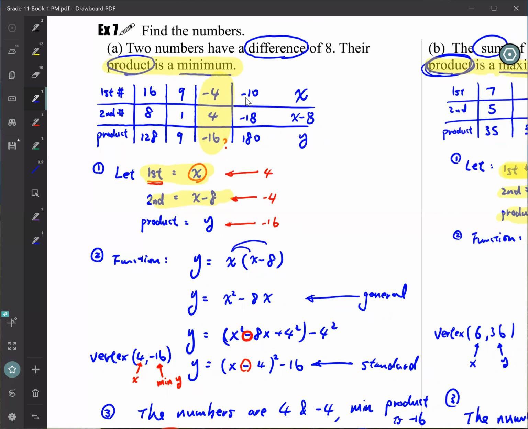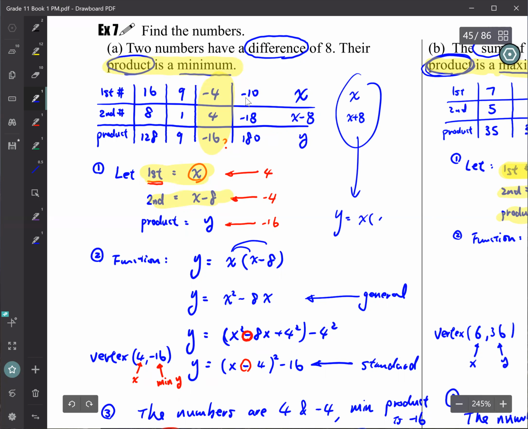Yeah, I know how to put it in. Function, right? You follow the question. It says product, and product means you multiply the two of them. So x times x minus 8. If the question says difference, you have two ways to do it. You could use the first one as x and the second one as x minus 8, or you could use x plus 8. It doesn't matter. If you use that, then your function will be x times x plus 8 to start with.